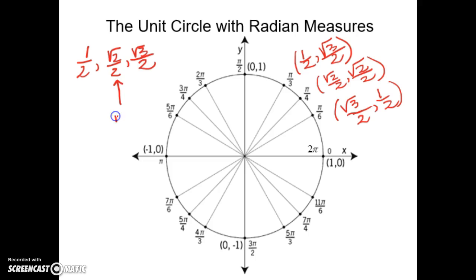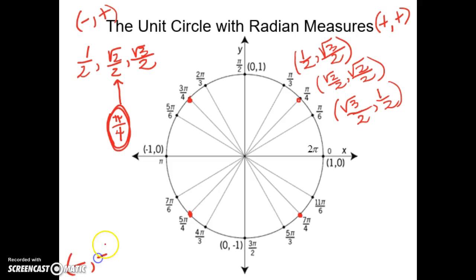Root 2 over 2 is only going to be used at some iteration where pi over 4 is the reference angle. That's going to be used here and here. The only thing you have to worry about is what quadrant you are in, to know whether your cosine and your sine are positive or negative. We know that each quadrant, this is true for every point in that part of the plane. So that's all you have to worry about. Is it going to be positive or negative root 2 over 2? So those are really not going to give us a problem.